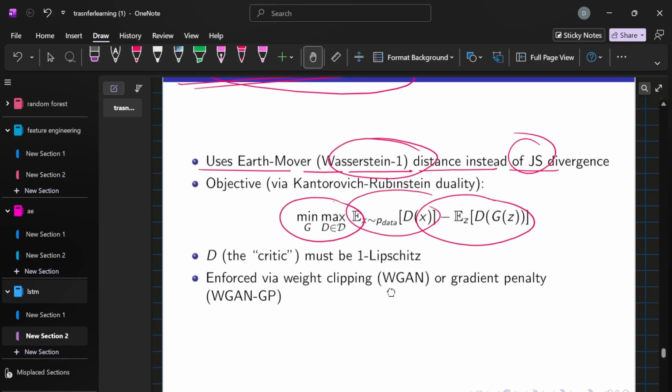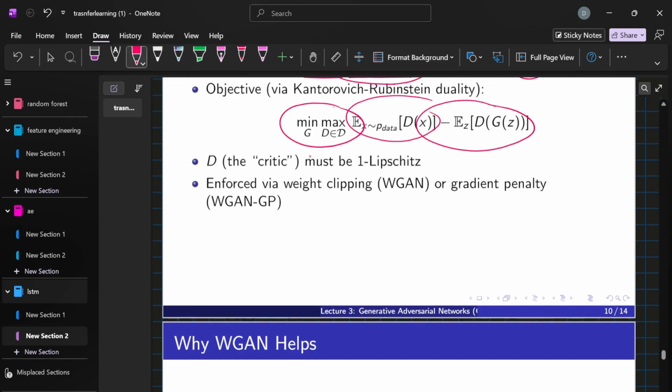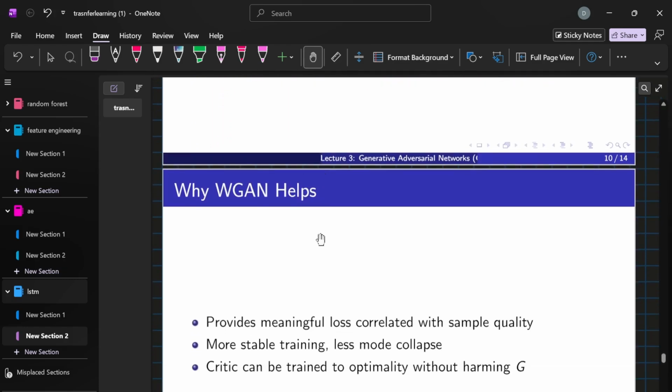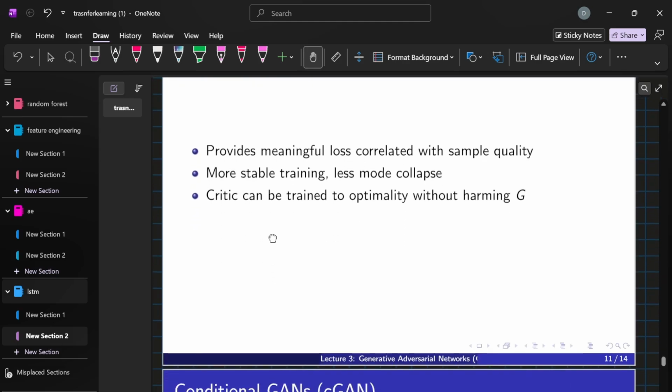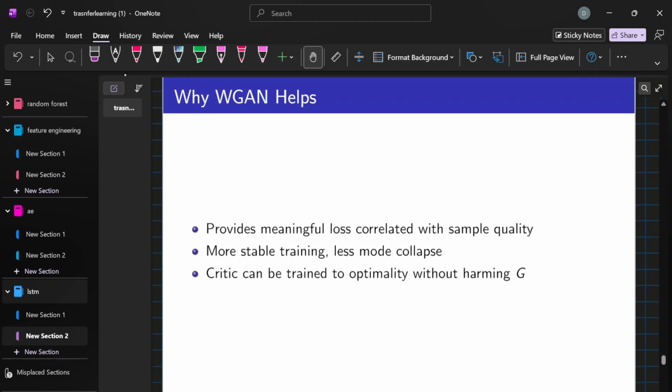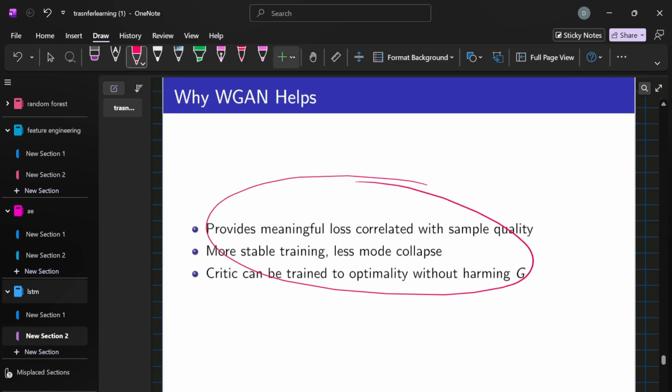So the catch is that D, also called the critic instead of the discriminator, has to be 1-Lipschitz, basically a smoothness constraint. This is enforced either by clipping the weights in the original WGAN, or with a gradient penalty term in the improved WGAN-GP. Why does this matter? Because WGAN loss actually correlates with sample quality, so you can watch the loss curves and see whether training is going well. It can lead to noticeably more stable training with less mode collapse.